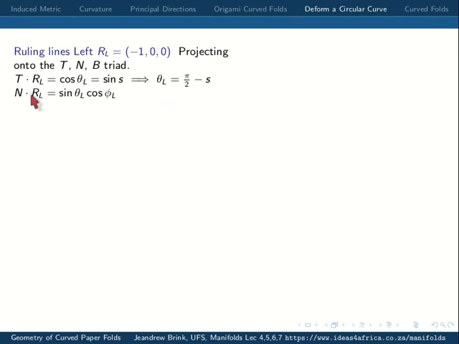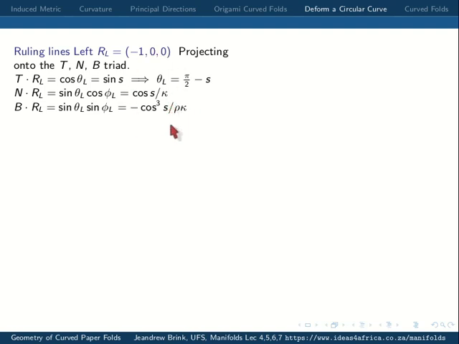Then you work out n dot RL. Just from your definition of R, that is simply sine theta L cos phi L. And you get that that is equal to cos S over kappa. It's just the first component of what n is. And then you do the third one, you have B dot RL. That's simply, once again, from your general expression, sine theta L times sine phi L. And from your expression for B that you've worked out, that is simply minus cos cubed s over kappa rho.